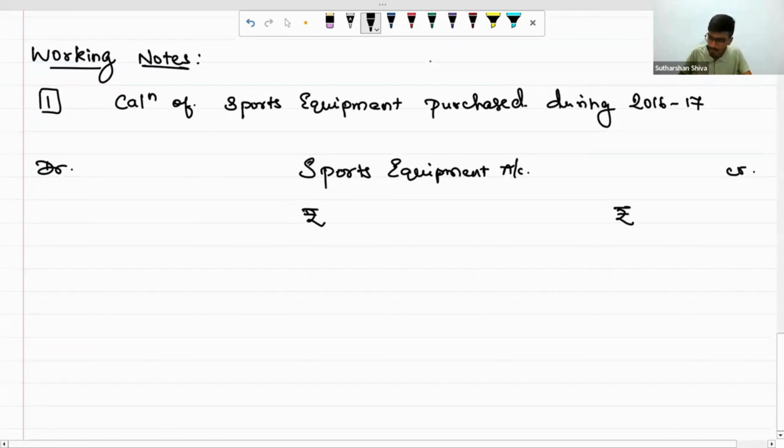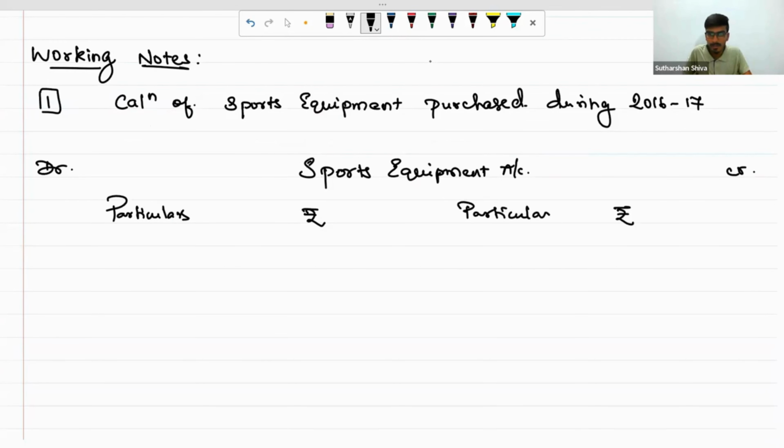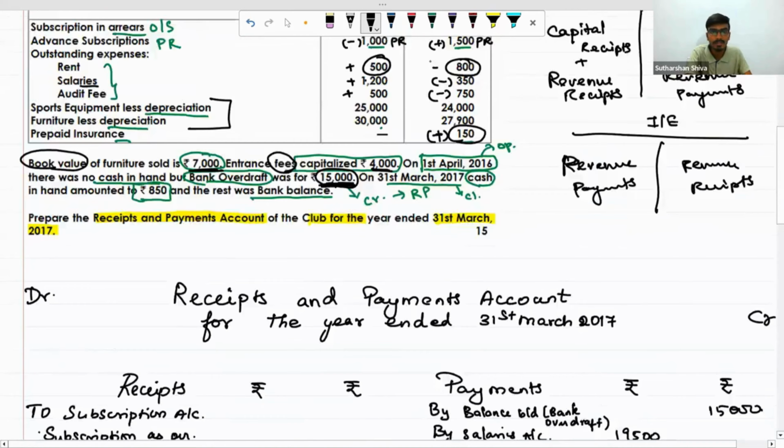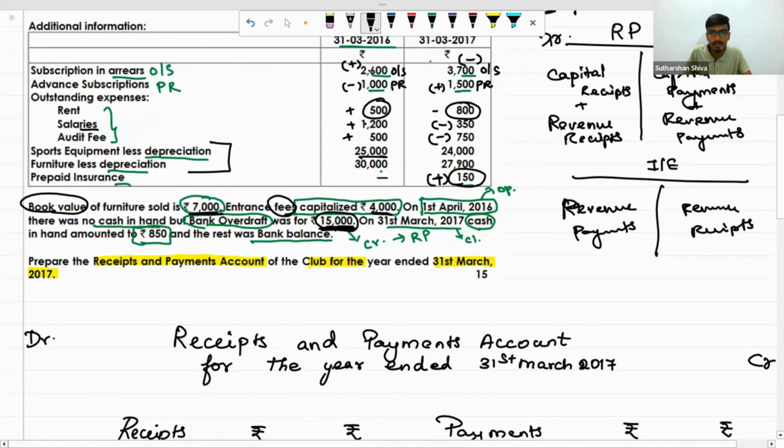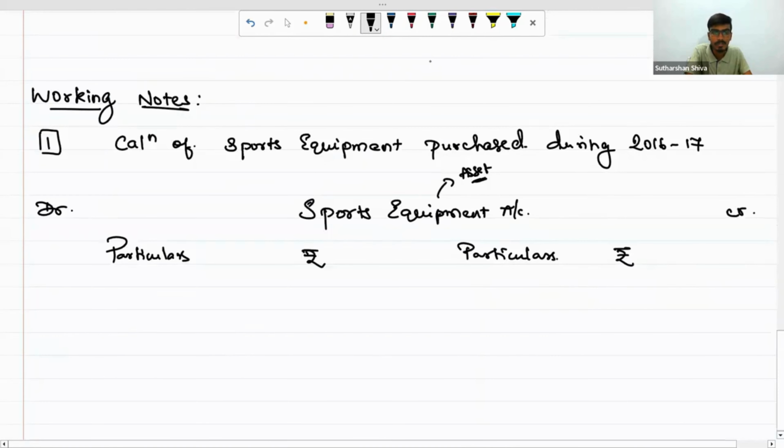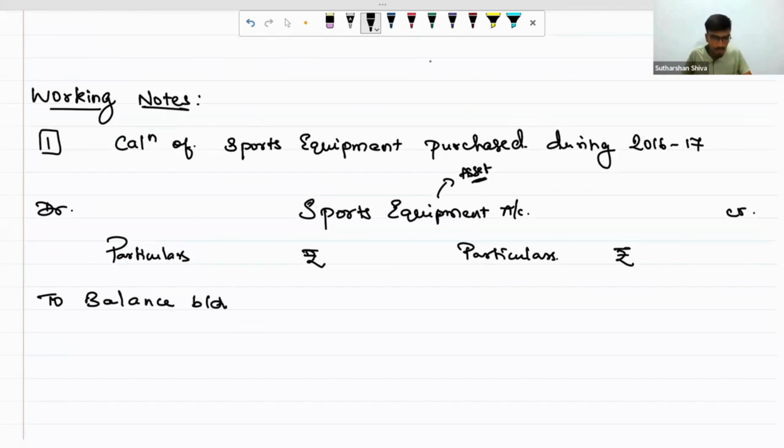Particulars, if you want, you can put, because we are only preparing a working note. If time permits, put it, or else it isn't necessary. First, we will try to make a posting. Equipment is an asset, correct? An asset has an opening balance and a closing balance. First, I will put my opening balance. What is my opening balance? To balance brought down.